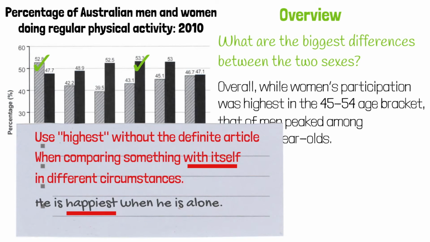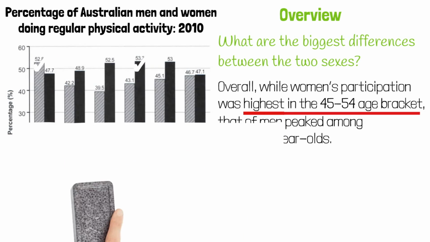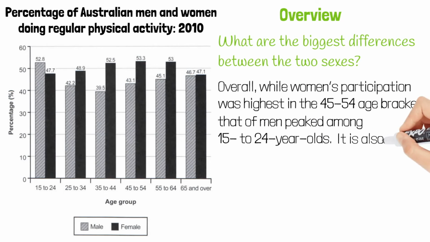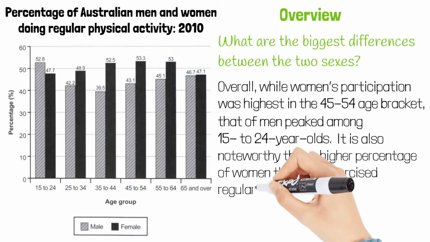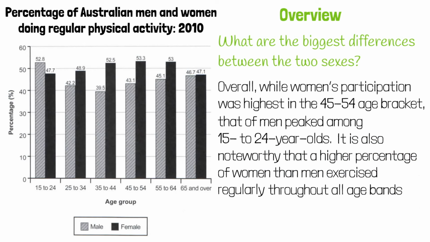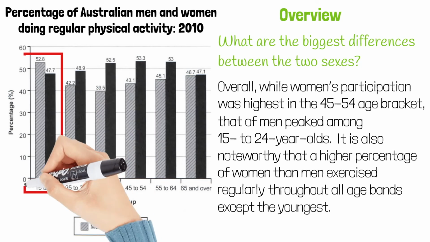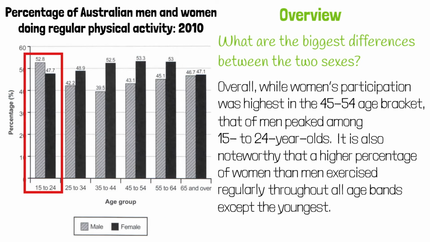In the overview, we should use highest without a definite article because we are comparing the same thing, which is women's participation. We are comparing women's participation in the 45 to 54 age group to women's participation in the other age groups. Another big difference between men and women is that a higher percentage of women than men exercised regularly throughout all age bands except the youngest. The overview paragraph is also done.